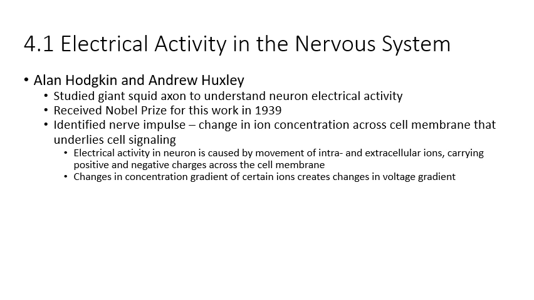And they identified the nerve impulse, which is this change in ion concentration across the cell membrane that underlies signaling between cells. They found out that the electrical activity in a neuron is caused by movement of intra and extracellular ions carrying positive and negative charges across the cell membrane, and that changes in the concentration gradient of these ions create changes in the voltage gradient. And this is what underlies cell signaling. That's what we're going to talk about for pretty much the rest of this chapter, this basic process.